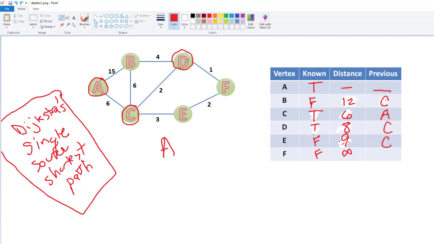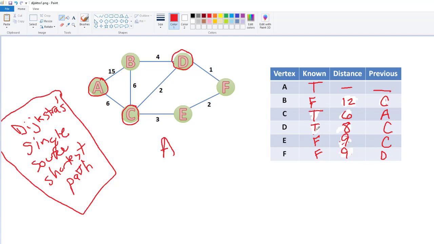The only other thing that D is connected to is C, which is already visited, and then F. So F is infinity, and if we add that 1 to the connection between D and F to the 8 here, that becomes 9. So I'm going to erase that, and we're going to make that a 9 to get to F coming through D.